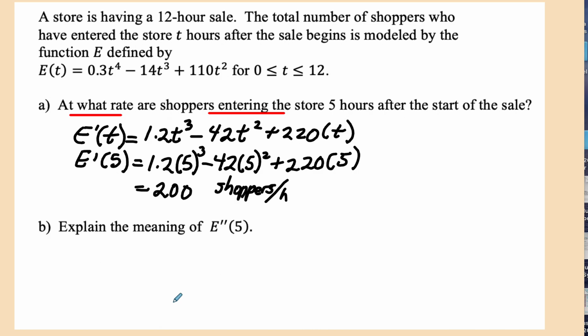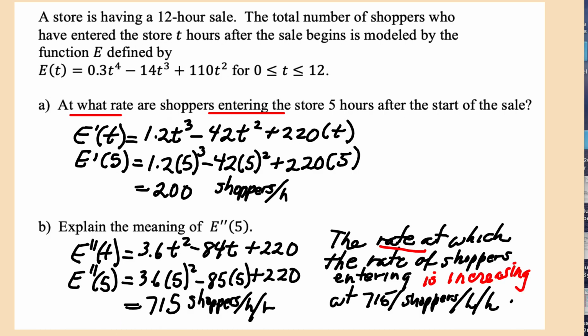B, explain the meaning of E double prime of 5. Now, E double prime is a second derivative. We'll be taking the derivative of the first, but more important, we want to know the meaning. The second derivative will be, again, to use the power rule, and if you put 5 in, it'll be 715 shoppers per hour per hour. And what does this mean? Well, it represents the rate at which the rate of shoppers entering is increasing at 715 shoppers per hour per hour.